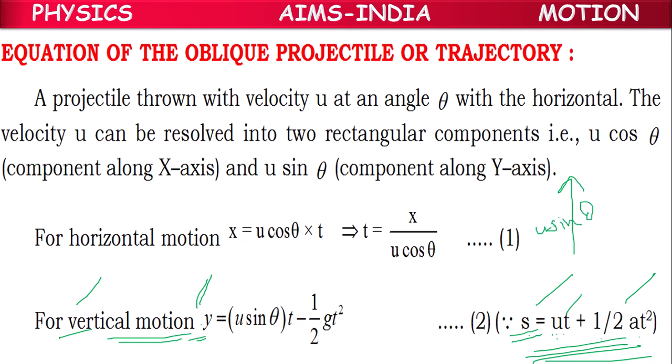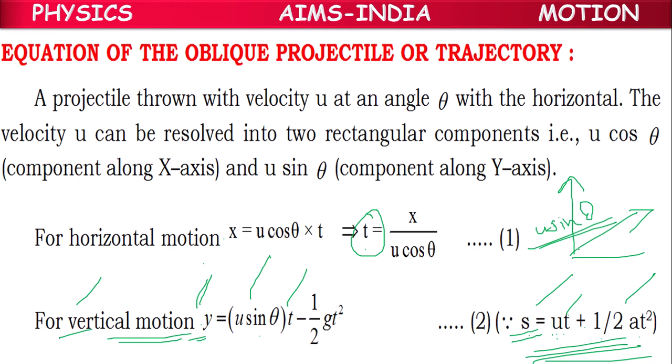In the vertical component, velocity is u sin theta, because u is divided into u sin theta. So in the place of u, we can keep u sin theta. Time: for horizontal motion, what time have we considered? Same body, same time we have to consider. So we will keep t like that only.